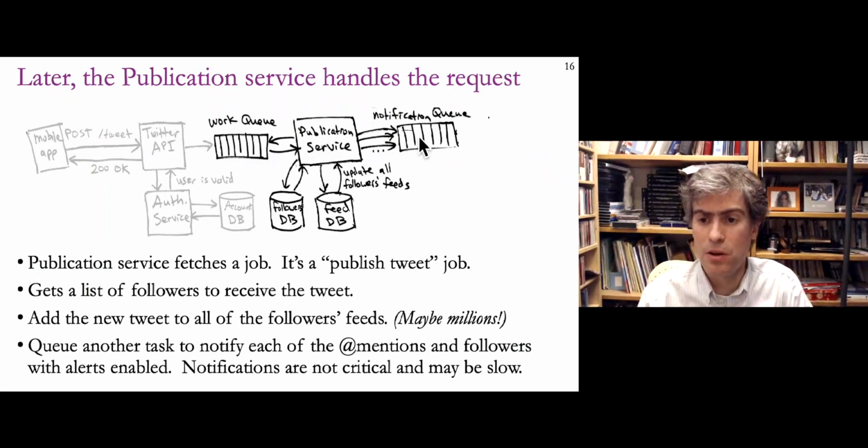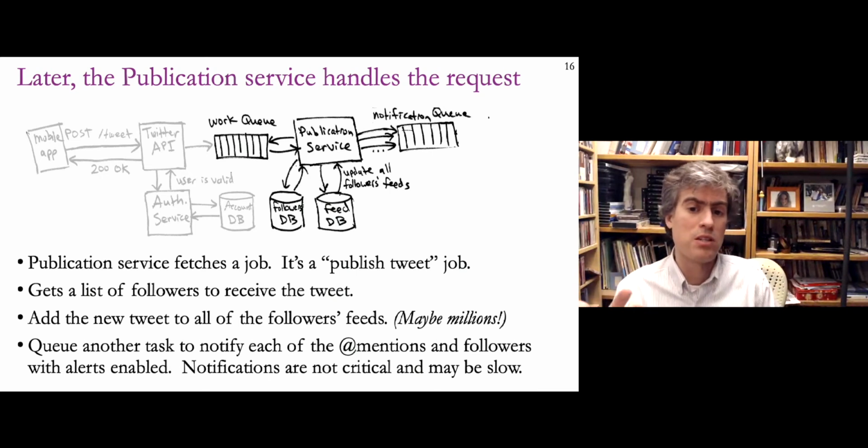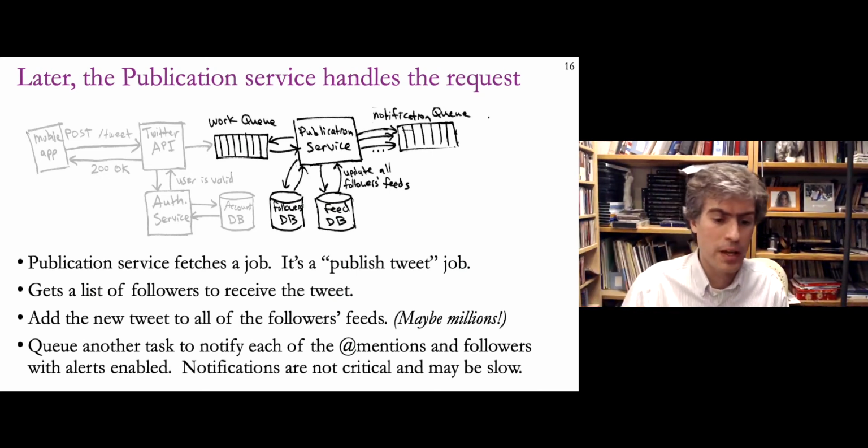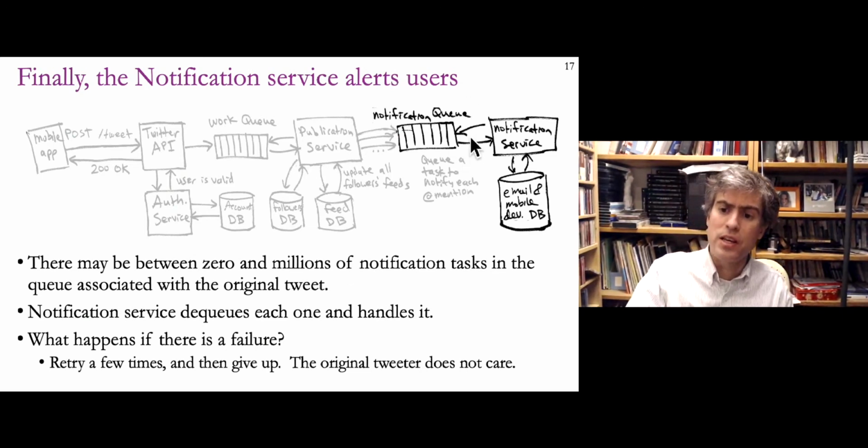So I create some number of notification messages here. Those are going to have a different format than the tweet messages. That's just going to have the information necessary for the notification server to do its work. Basically, what's the user, what's the message that they should get in the notification, and that's about it. The notification server is at the other end of this different queue.